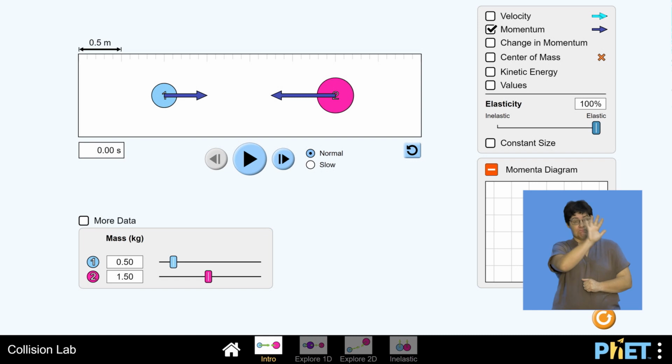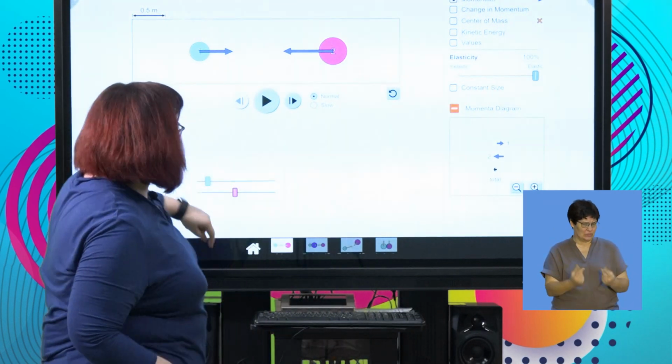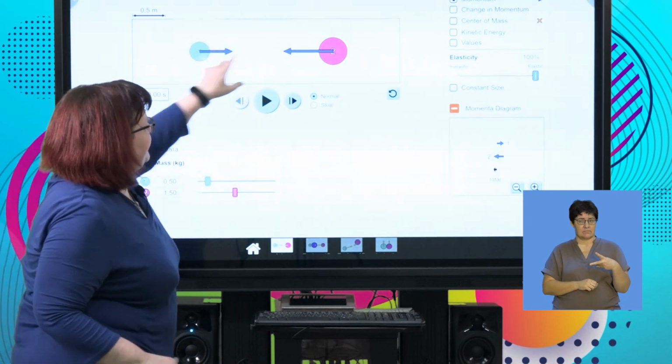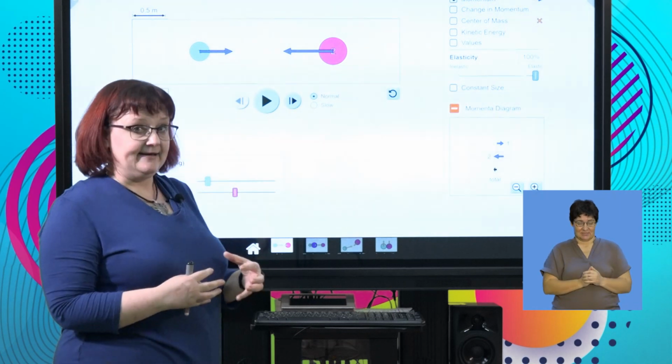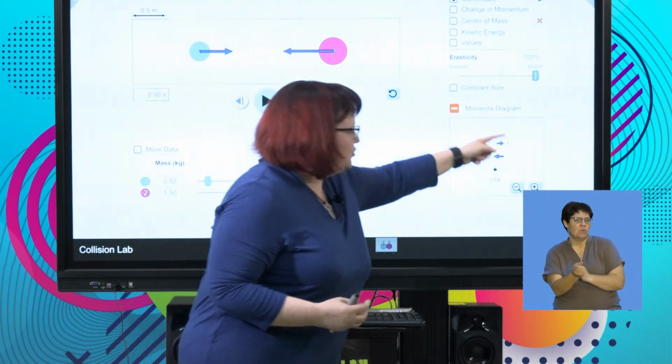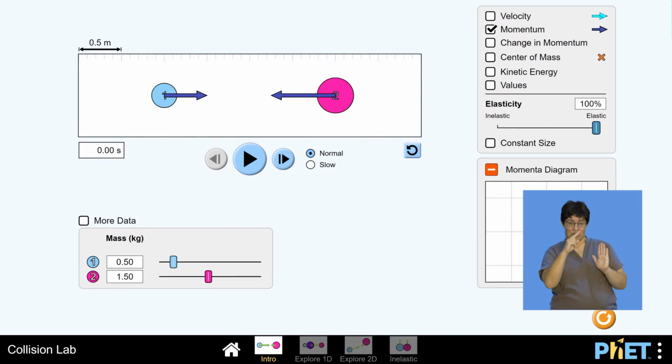So here we have a simulation, and I've set it up so that you can see the vector diagrams. This is the momentum diagram. We've done vector diagrams. I'm going to play around with these two objects, and we're going to see what happens to this when they collide. That's very important. Let me make that a bit bigger for you. At the moment, my two objects aren't moving. We're not going to worry about the time.